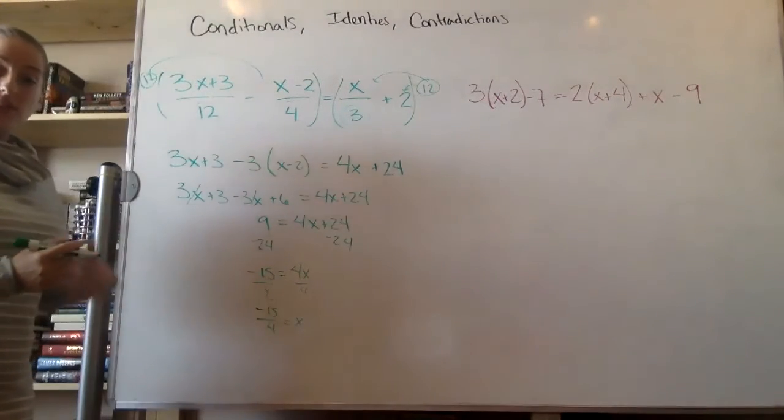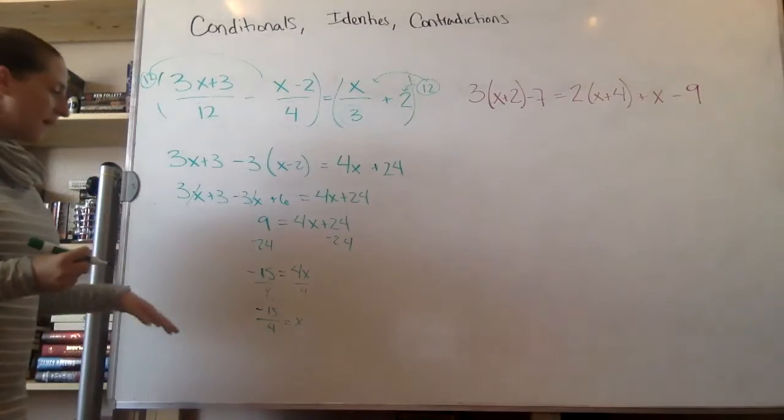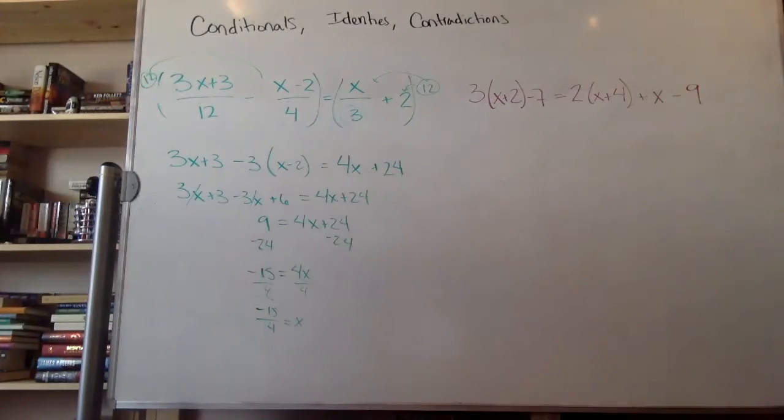This is an example of having one solution, right? If I plug in negative 15 fourths to that equation, I will get my equality to hold. In other words, I'll get the same thing on both sides of my equal sign, okay? Now, let's look at our second example that we have up there.